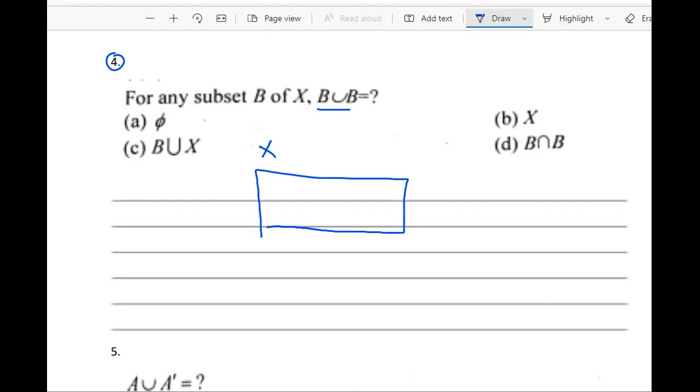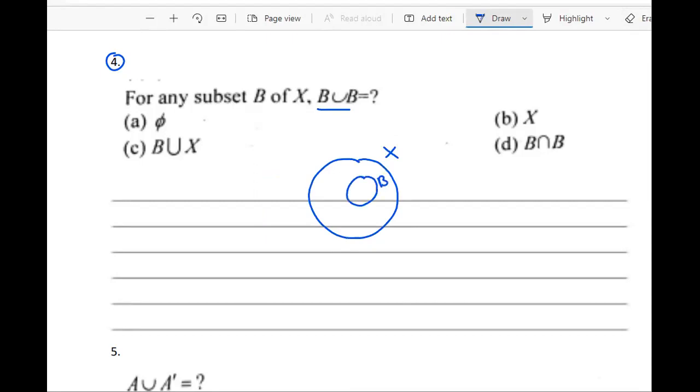Let me write it down this way, because you guys might mix it up. This is a set X and B is the subset of X. So when I say B union B, what will I get? Obviously, B. Not B intersection B, and not null, Zahir, because we're talking about B union B. That will give us this only. So we don't have X. That is why it would be D.